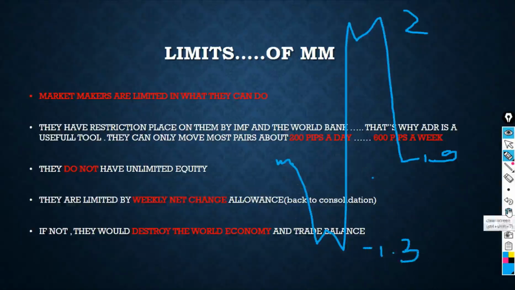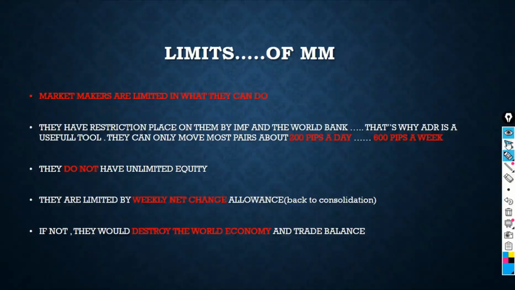So what will happen at the end of the week? There will be no change. If not, they will destroy the world economy and trade balance.